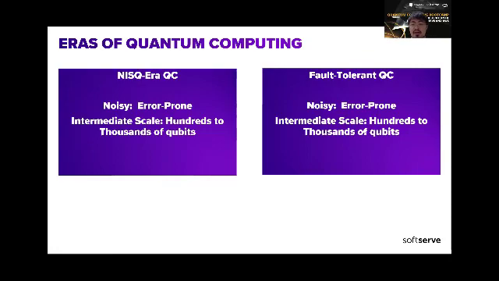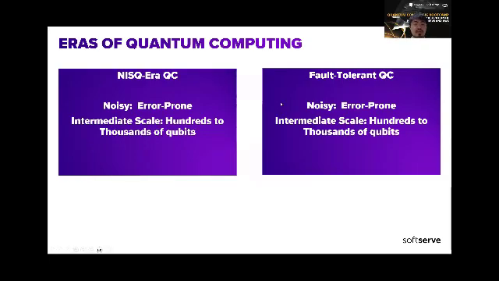Fault tolerant is basically there is no more noise. A fault-tolerant QC is basically where there's no more noise. There has been some distinction made between early fault-tolerant and late fault-tolerant, because we're expecting that even with like 50 non-error-prone qubits, there are things that we can do, and this goes to late fault-tolerant where you go up to millions of qubits.